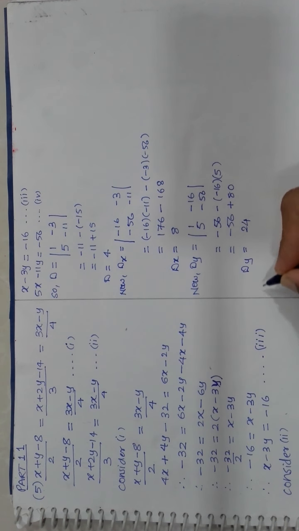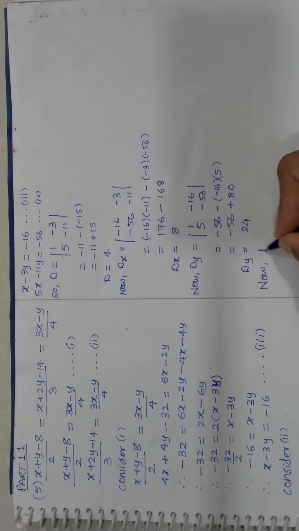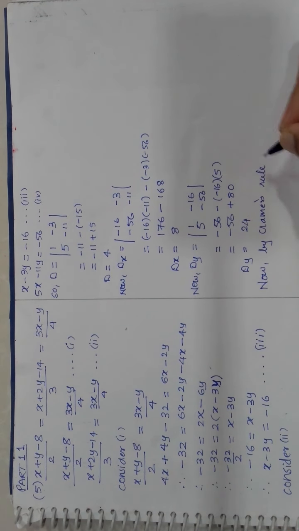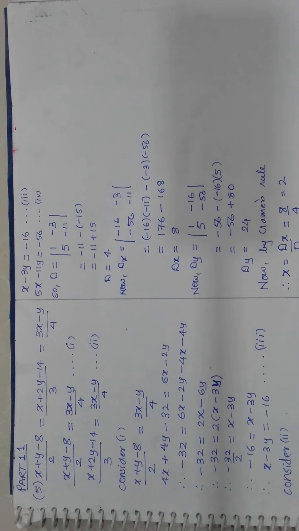Now by Cramer's rule you can find x and y. So your x is equal to dx upon D, that is nothing but 8 by 4, that is equal to 2, and y is equal to dy upon D, which is nothing but 24 by 4. I suppose yes, D is 4 only. So 24 by 4 is equal to 6.